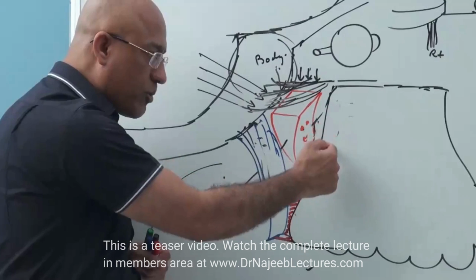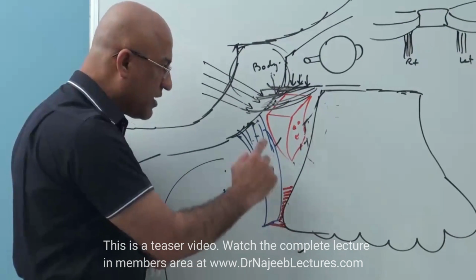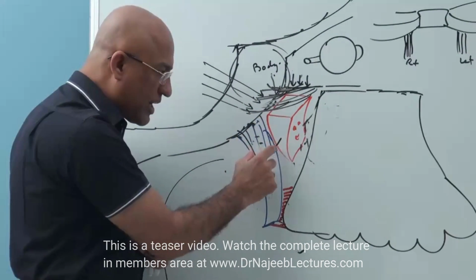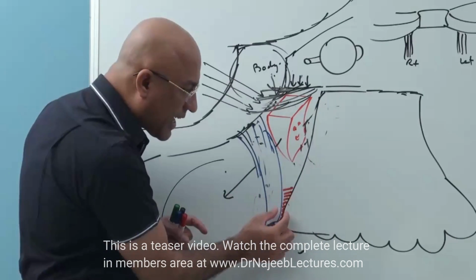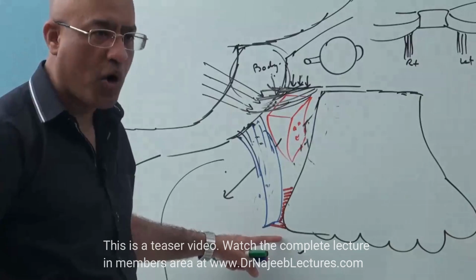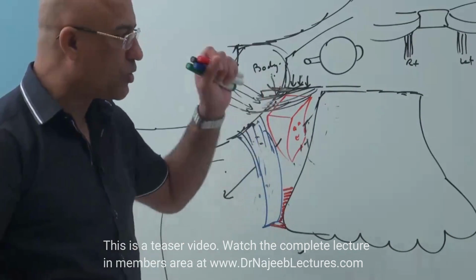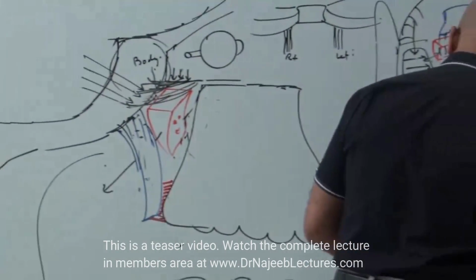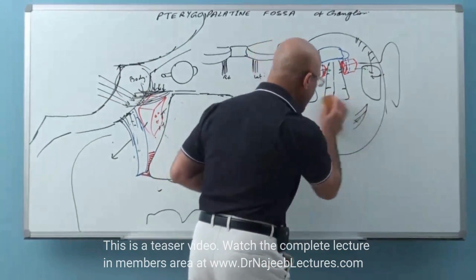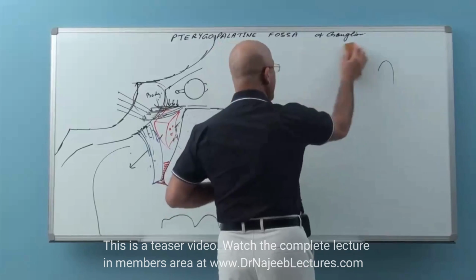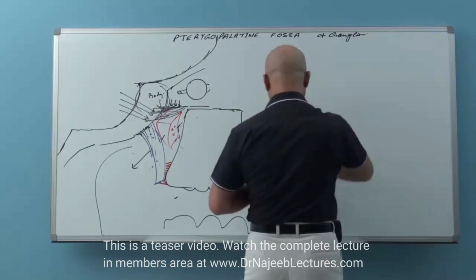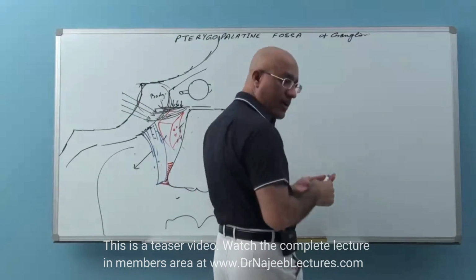Actually, the maxilla is going backward, slanting backward, and the pterygoid processes go downward and a little forward, and while they are approaching each other, there's a little gap which is closed by a bone. I will tell you exactly what that bone is, because sometimes students get confused, and that bone has a very, very tricky, special relationship with the pterygopalatine fossa, right?